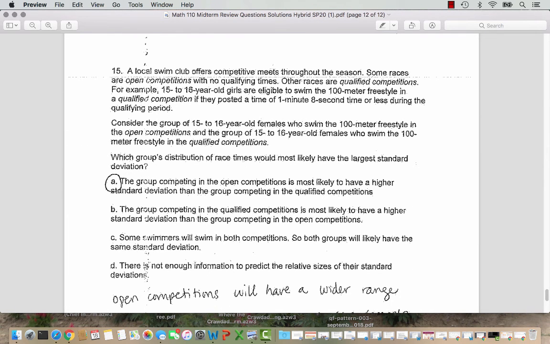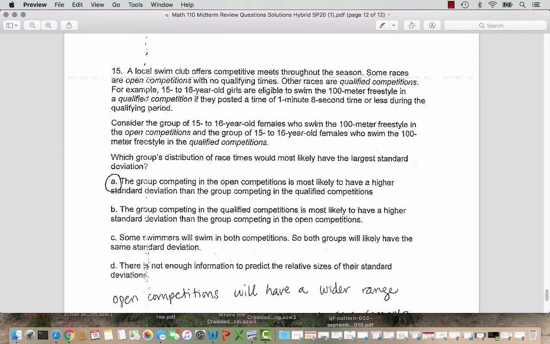Question 15 tells us about a local swim club, and they have some races that are open competitions with no qualifying times, and other races are qualified competitions. So we are thinking about the groups of 15 to 16-year-old females who swim the 100-meter freestyle in the open competitions, and the 15 to 16-year-old females who swim the 100-meter freestyle in the qualified competitions. So we want to know which group's distribution of race times would most likely have the largest standard deviation.